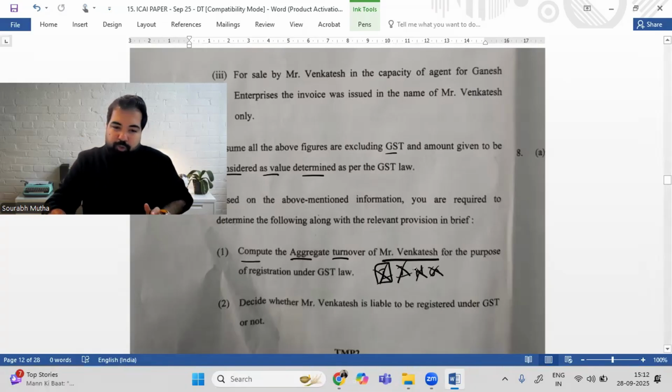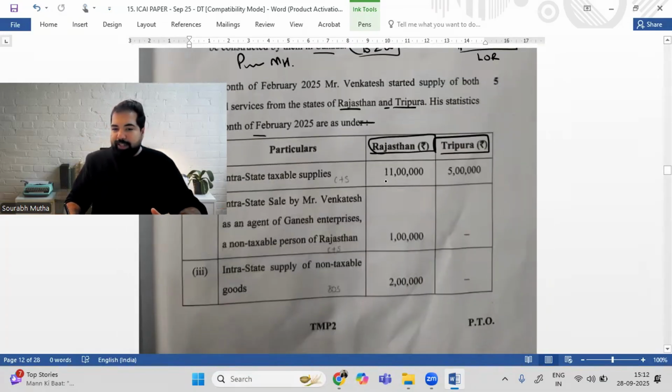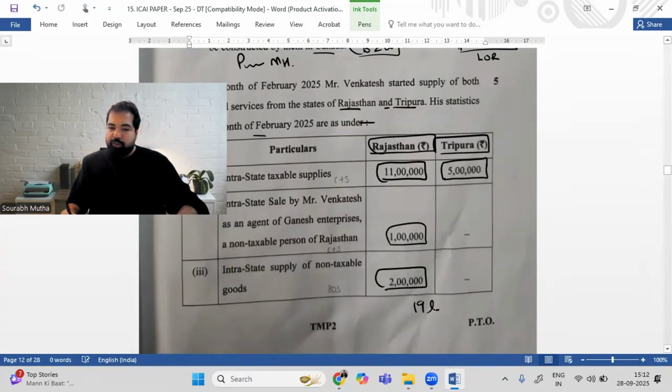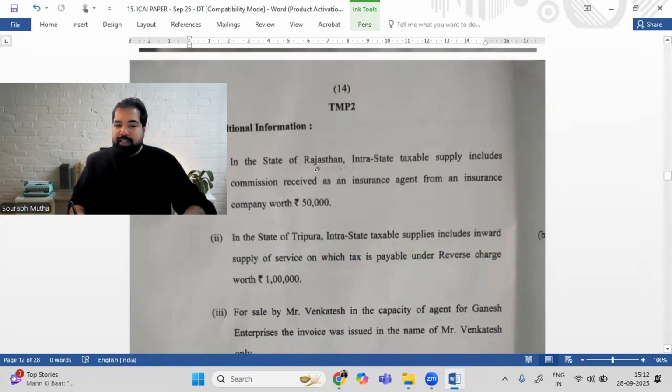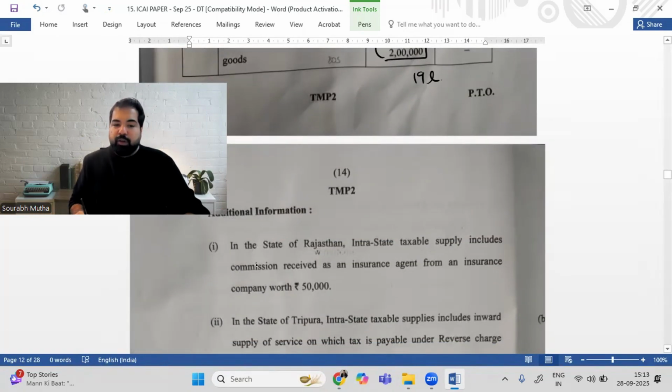These four things you will not have to include, and you have to include it as a family turnover, full family. So will I take 11 lakhs? Yes. Will I take 5 lakh? Yes. 11 plus 5 is 16. Plus, will I take 1 lakh? Yes, 1 lakh is 17. Plus interest rate supply of any supply you will take, even 2. Yes, even 2. So total is 19 lakh is the aggregate turnover right now. Let's read. In the state of Rajasthan, we're talking about Rajasthan. Intrastate supply includes commission received as an insurance agent from an insurance company worth 50,000. Doesn't matter.